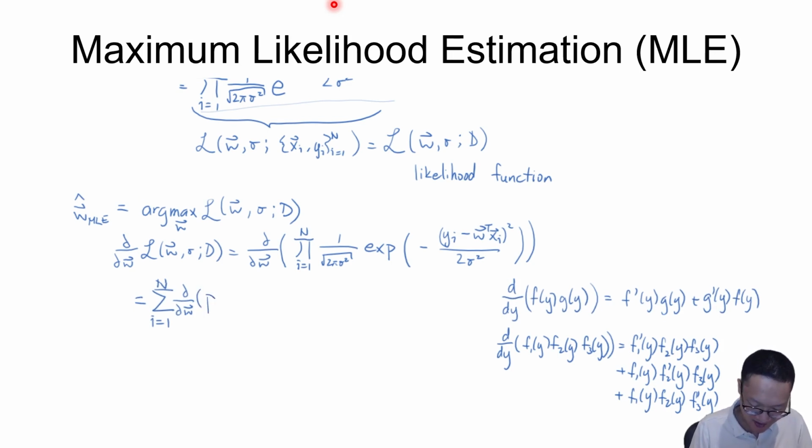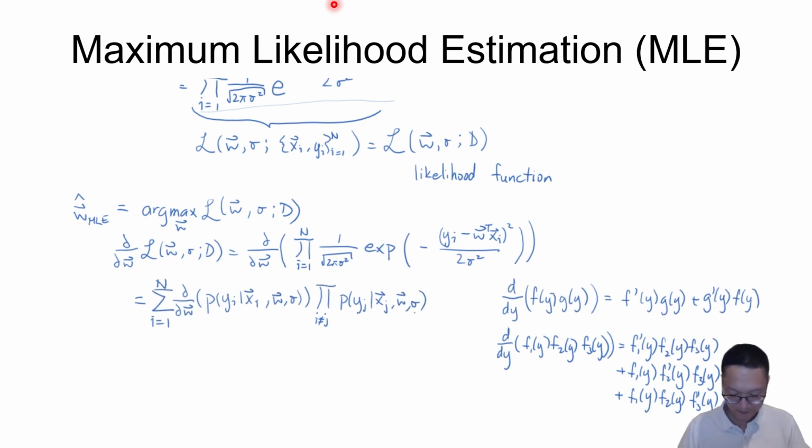Now I'm not going to keep writing the Gaussian distribution. I'm just going to write the probability density here. We take the derivative for the ith thing being multiplied in here, and then we multiply everything else together, that is, everything such that i is not equal to j, of p of y_j given x_j. So that's how we take the derivative. The idea is that we take the gradient, set it to 0, and then hopefully show that the critical point is indeed a local or global maximum.